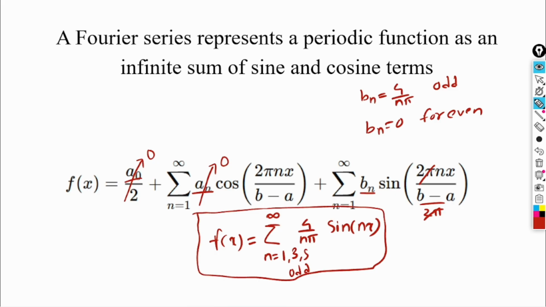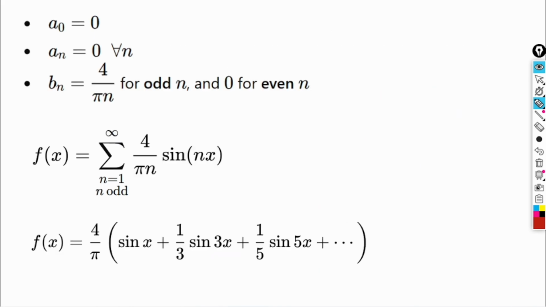So you can see here we can represent a square wave function, which is a periodic function, in terms of sine. So we see that after putting the a naught, an and bn values, we will get the Fourier expansion for the square wave function as this.